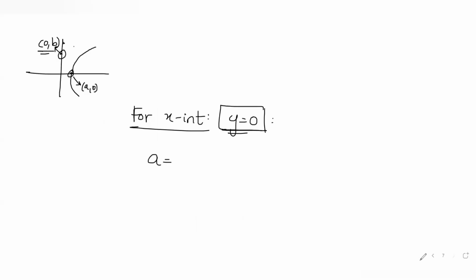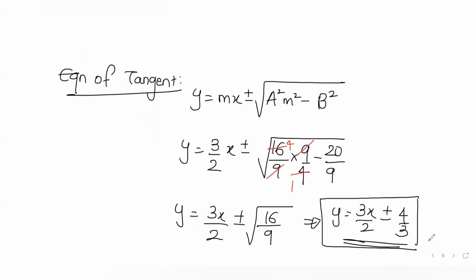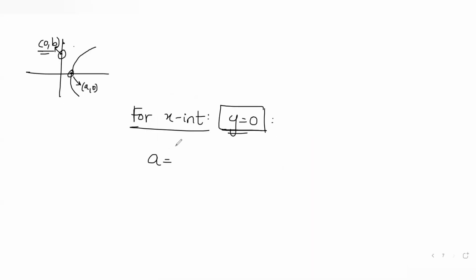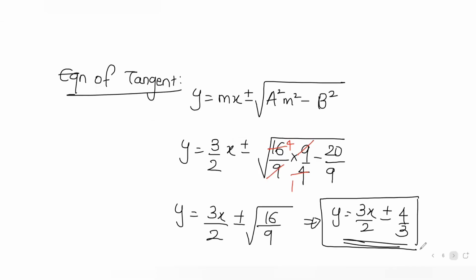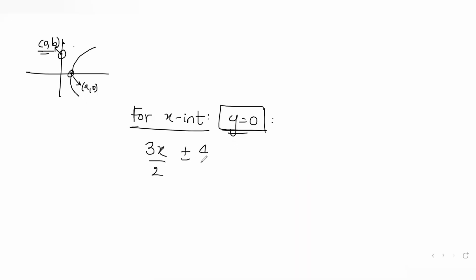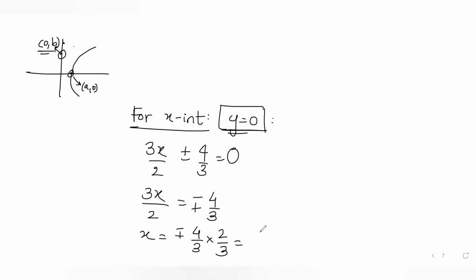Putting y equal to 0 in this equation of the tangent which you have figured out, you get the x-intercept. So you get 3x/2 ∓ 4/3 = 0. From here, 3x/2 = ±4/3, so x becomes ±(4/3)(2/3). That gives you the x-intercept as ±8/9.